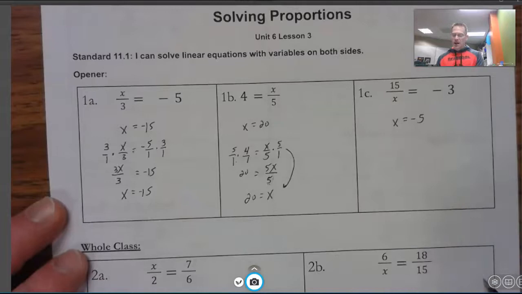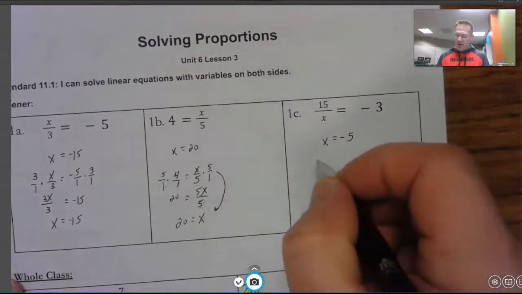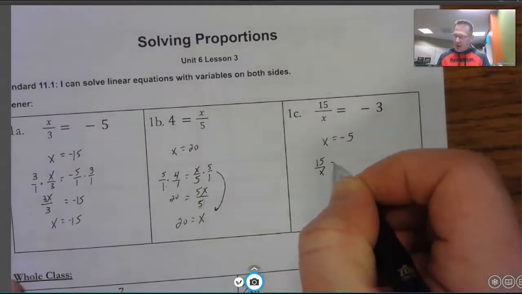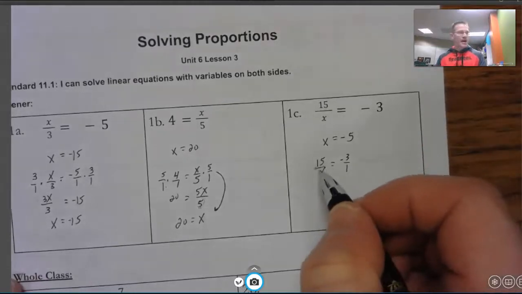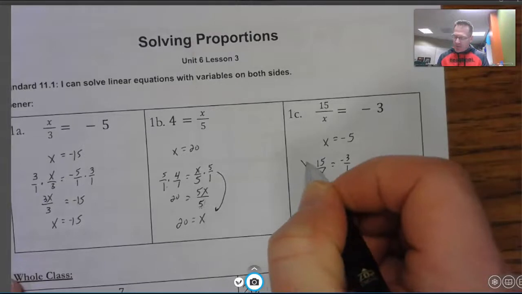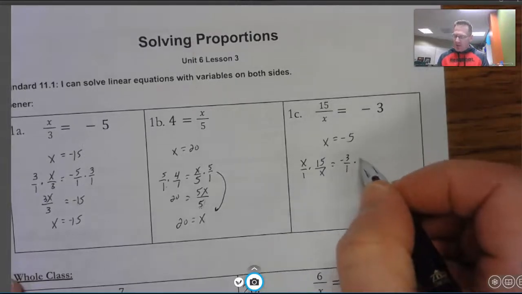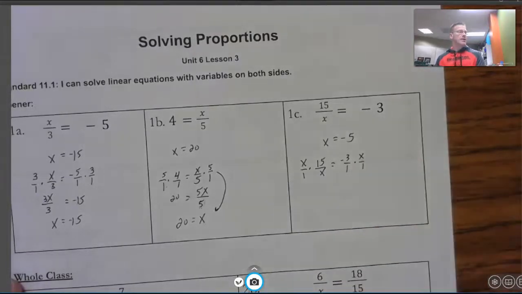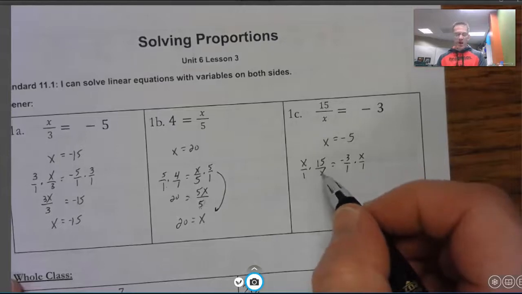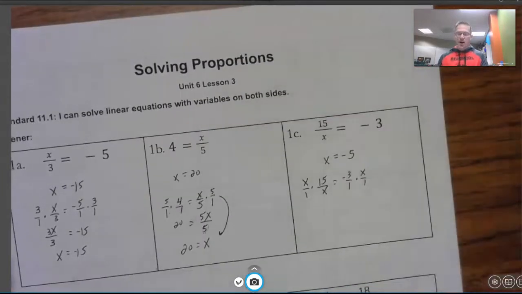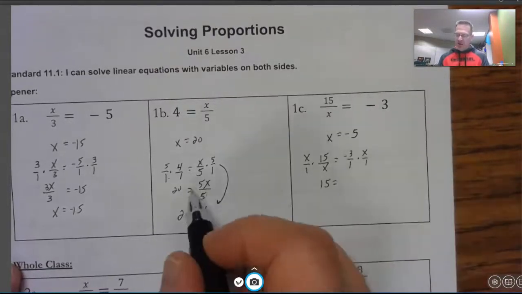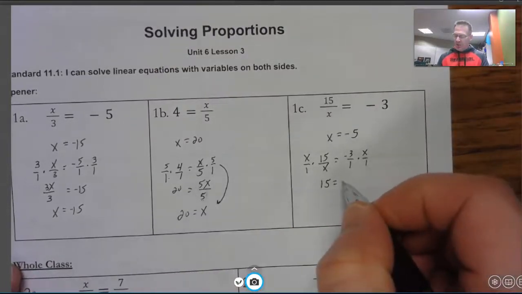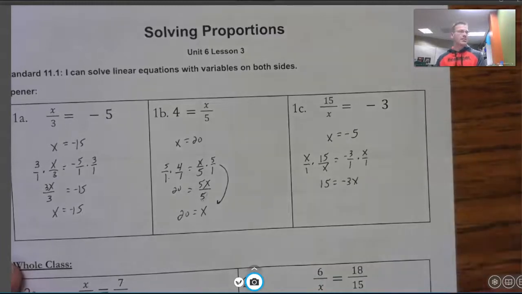Now, if I go back to this one, it's a little more complicated, but not terribly so. I'm going to put that negative 3 over 1. Notice I'm dividing by x, so I would multiply by x over 1 on both sides. Then this x divided by x undoes each other, and that leaves me the 15. I'm just skipping this step in the middle. And if I multiply over here, I get negative 3 times x.